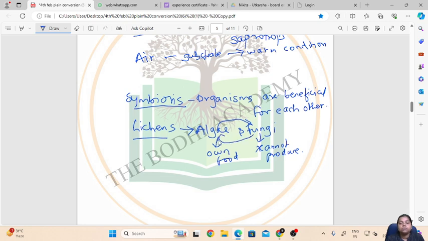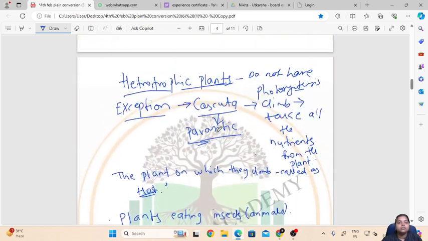Algae will keep for itself the food it produces by photosynthesis, and it will also give some of the food to fungi. And fungi will provide shelter, as in a place to live. Algae will get a place to live. So this is called a symbiotic association.